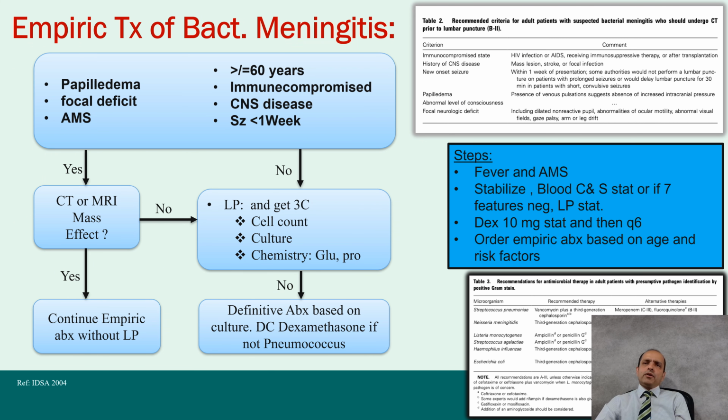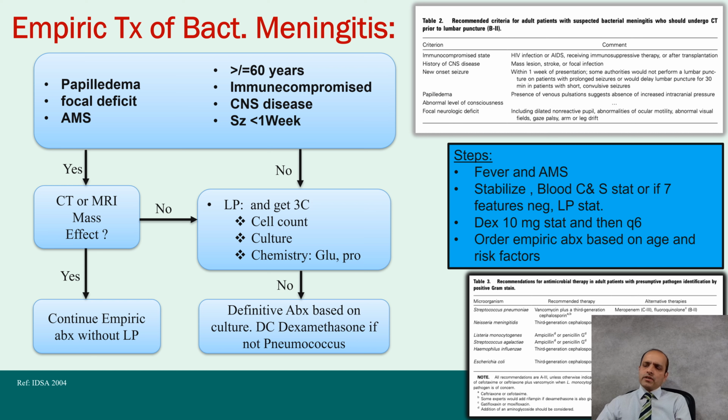So let's talk about bacterial meningitis. Somebody comes to the hospital with fever and altered mental status. So first thing first, you stabilize the patient, you send for blood culture, and then you are going to ask your patient about these 7 factors.